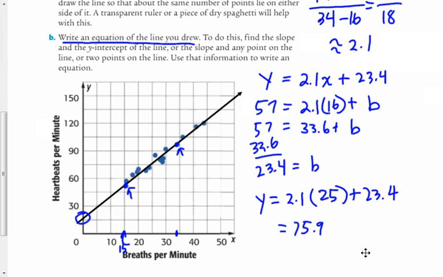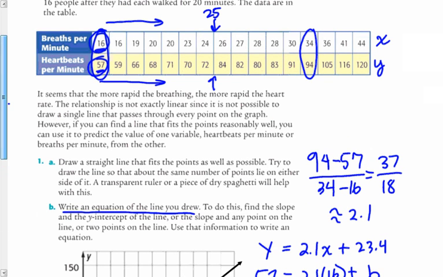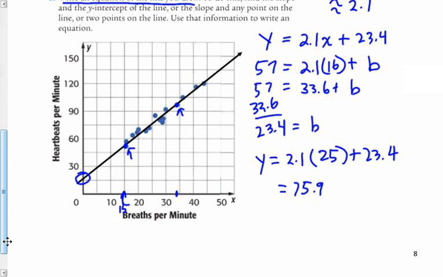So notice we got a number, 75.9, even though that wasn't even on our table. So we came up with an equation that models the situation. And the word for that is interpolation, when I find an answer of something inside my data like that. All right?